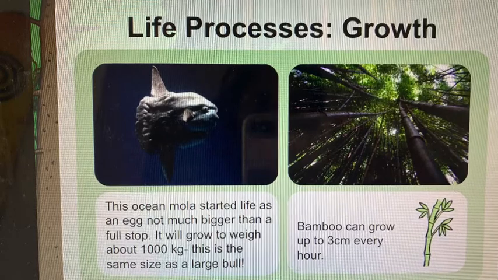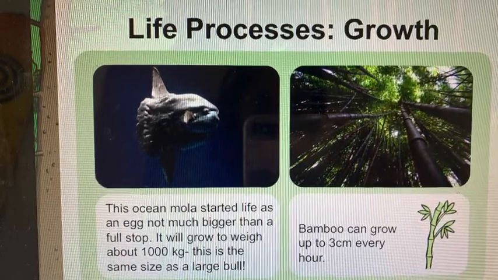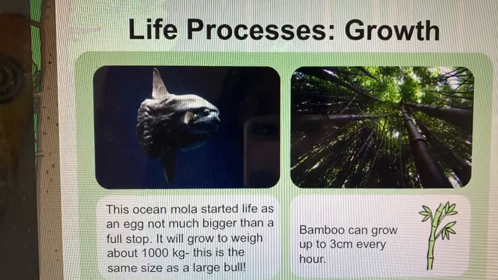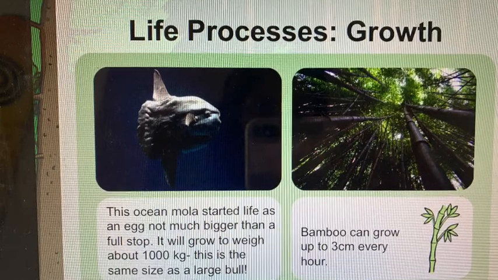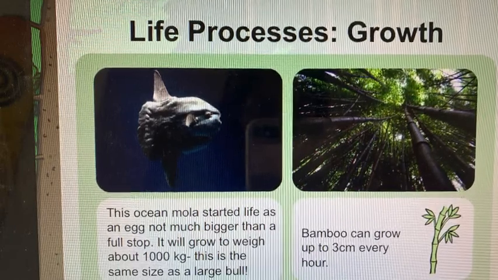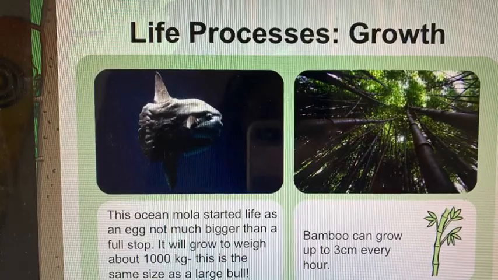And then on the right hand side, there are pictures of bamboo. So bamboo can grow up to 3 centimetres every hour. Now, measurement was the maths that you should have all done last week. So you should all know what 3 centimetres looks like. So that grows 3 centimetres every hour, which is pretty amazing.